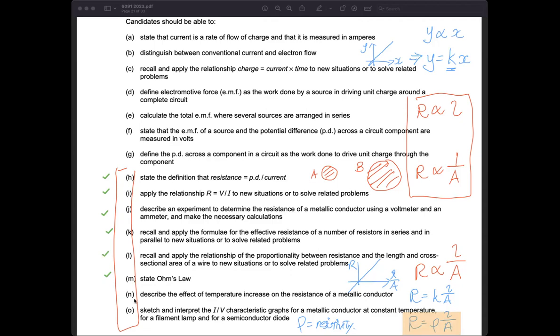Okay, now we go to N. How does temperature affect the resistance of a metal conductor? So let's say the temperature increases. Do you think the resistance increases or decreases? Can you make a guess? If the temperature of a metal increases, would the resistance increase or decrease?